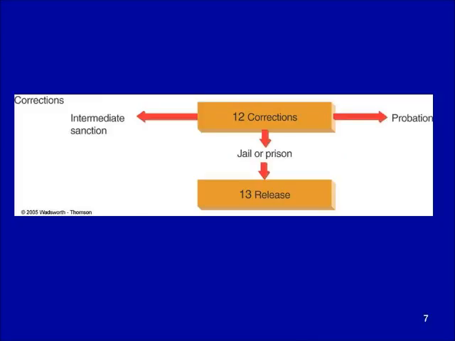And then we move into the corrections portion of the criminal justice system. Corrections is where we carry out the punishments for people convicted or who pled guilty to criminal offenses. What type of punishment you get? There are lots of types out there. There's probation, there's jail or prison, which we call incarceration, and there's intermediate sanctions. Intermediate sanctions could be counseling, community service work, anything that doesn't fall under jail or prison or probation.